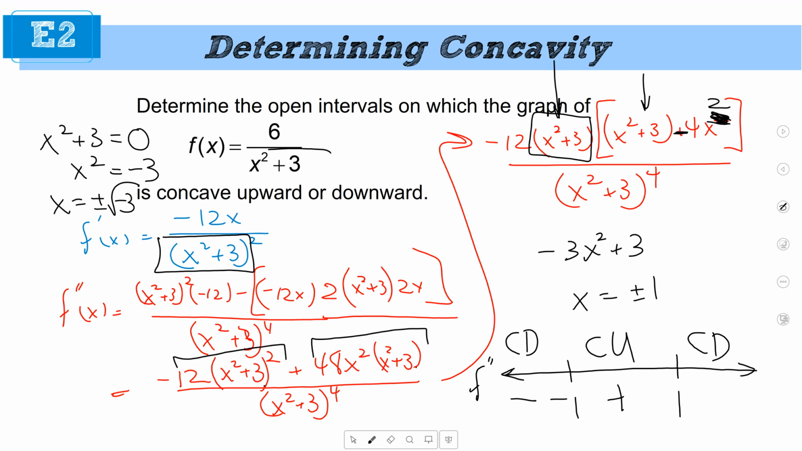All right, so Monday, we'll pick up where we left off and talk about something called the second derivative test.